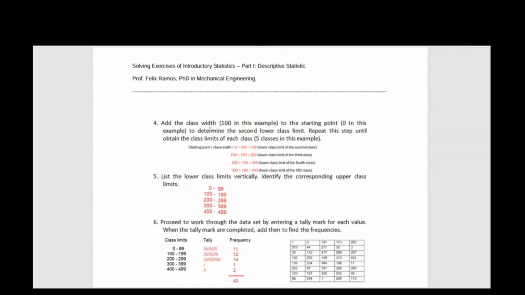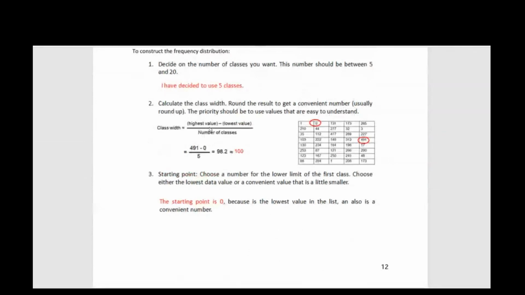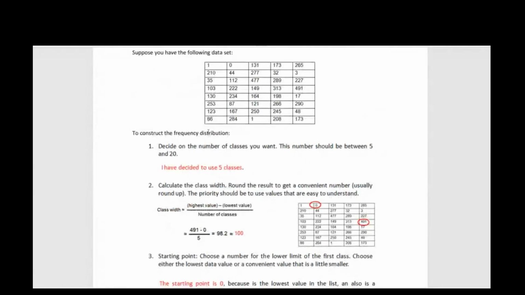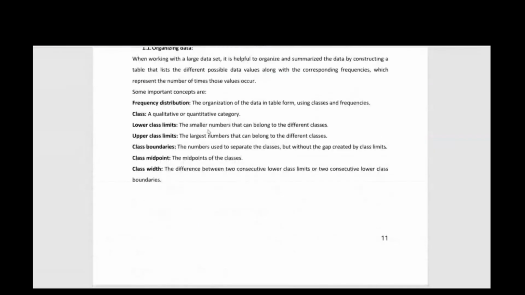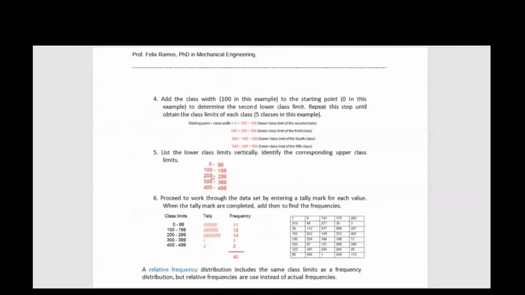If you go back to what I said is class width, we said that class width is the difference between the highest and lowest value divided by the number of classes, right? But also, in the definition that I gave you of class width at the beginning, we said that it is the difference between 2 consecutive lower class limits or 2 consecutive lower class boundaries. So you find the difference between 100 and 0 is 100, between 200 and 100 is 100, between 300 and 200 is 100, between 400 and 300 is 100. And the same thing, you subtract the upper class limits. So 499 minus 399 is equal to 100, 399 minus 299 is equal to 100, and so on.